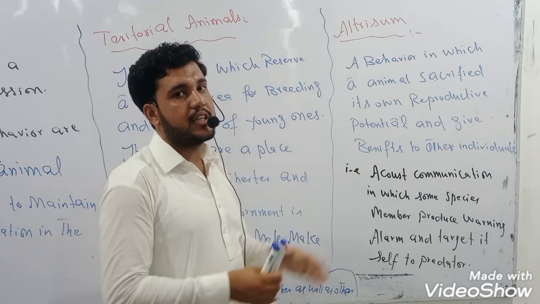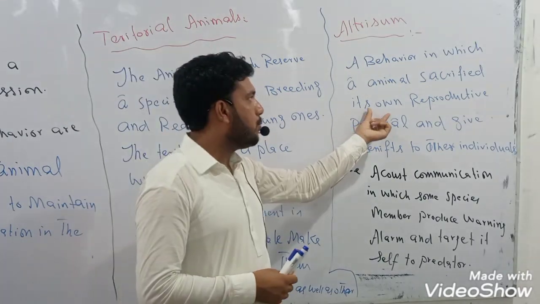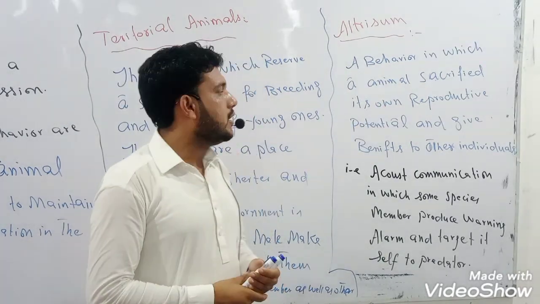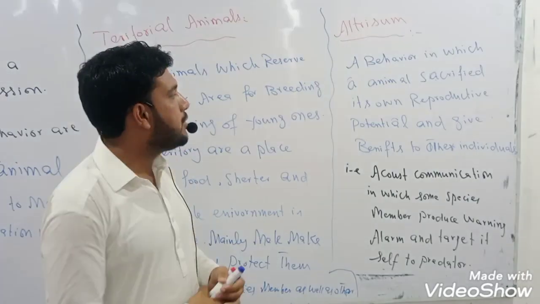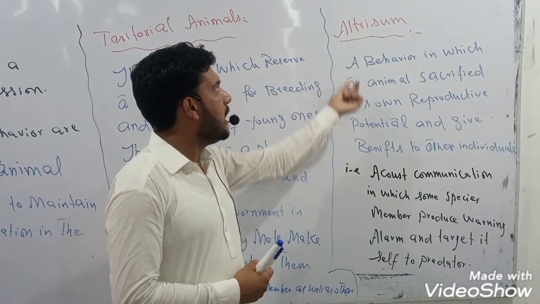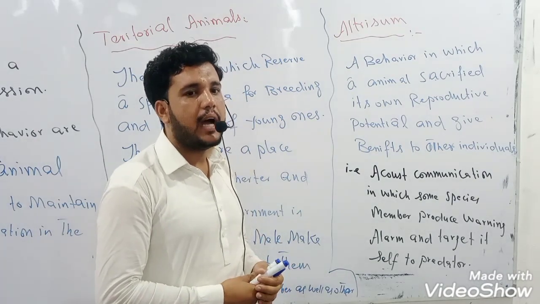That is why they sacrifice their own reproductive potential but give life chances to the other members of the species. This type of behavior is known as altruism.